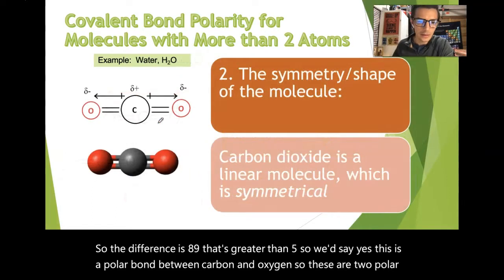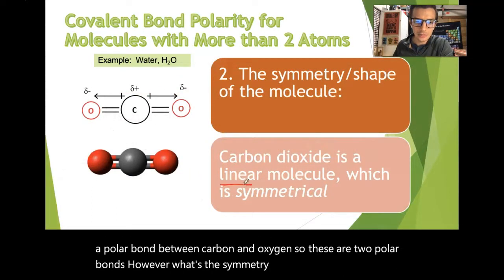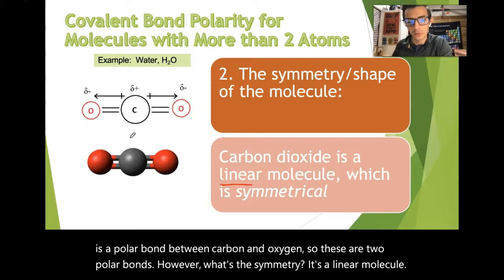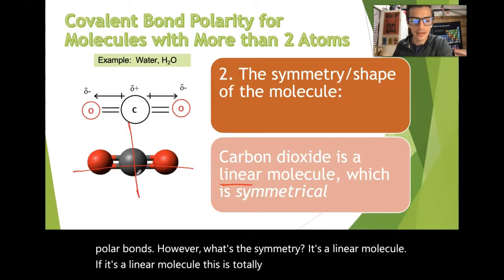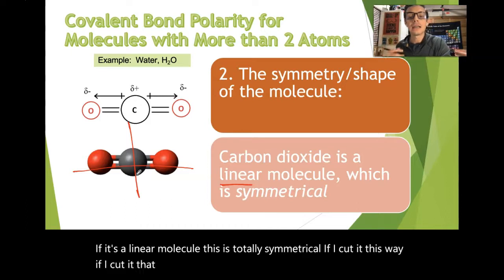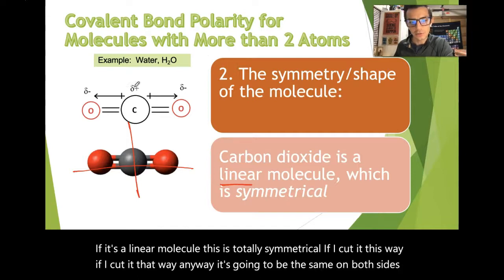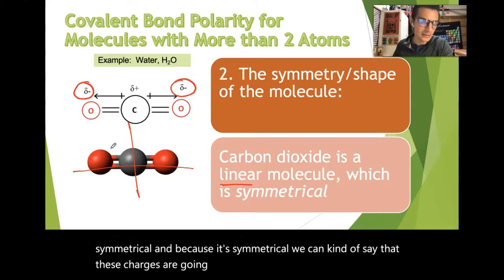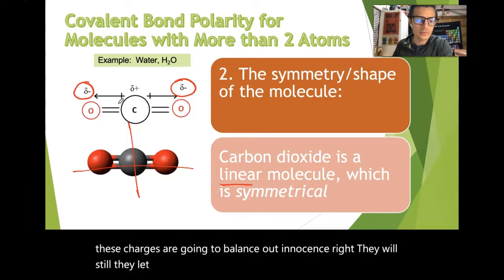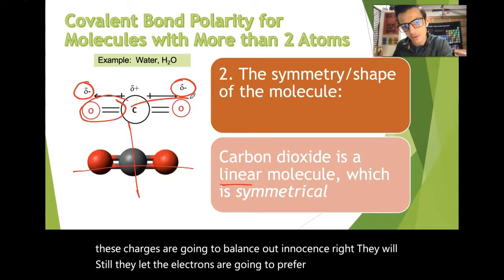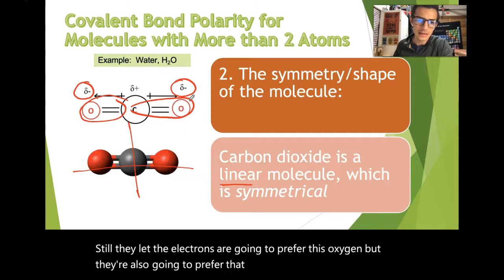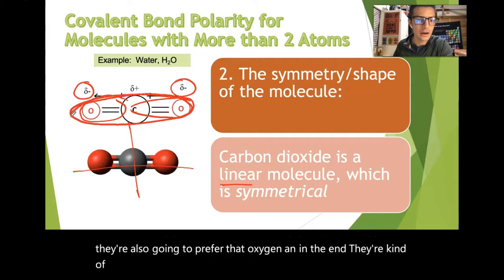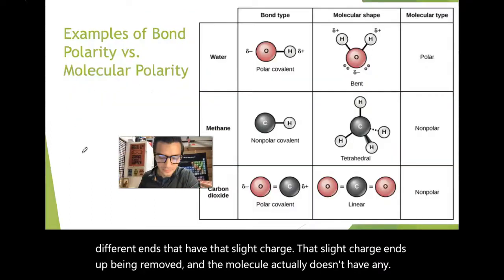However, what's the symmetry like? Well, it's a linear molecule. If it's a linear molecule, this is totally symmetrical. If I cut it this way, if I cut it that way, it's going to be the same on both sides. It's symmetrical. And because it's symmetrical, we can say that these charges are going to balance out, in a sense. The electrons are going to prefer this oxygen, but they're also going to prefer that oxygen. And in the end, they're going to hover around the entire molecule evenly like this.